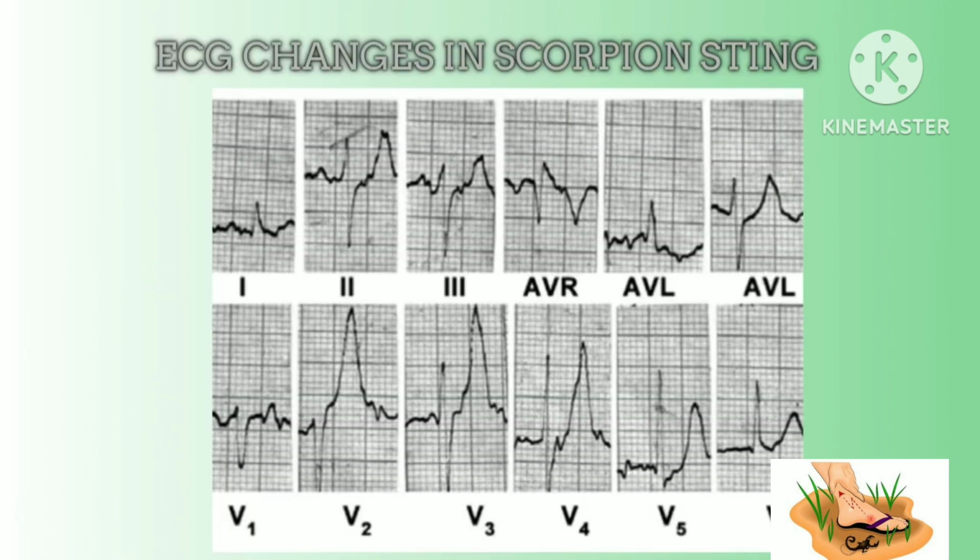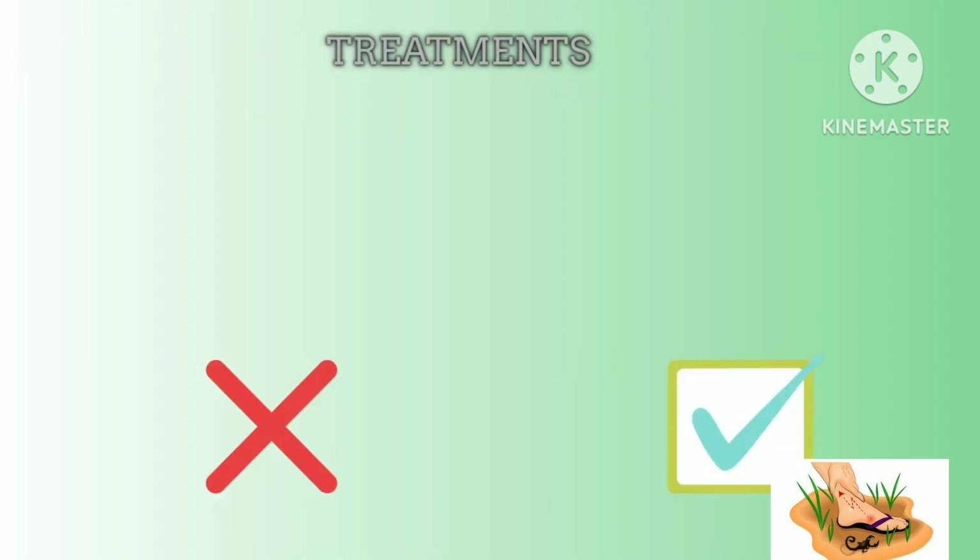So we'll see the abnormalities of ECG in scorpion sting. There will be peak T waves in leads V2 to V6, and then Q wave, ST segment elevation in leads 1 and aVL, and left anterior hemiblock will be seen. So we'll see treatment of scorpion sting.